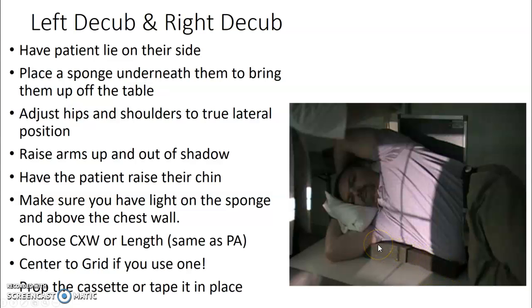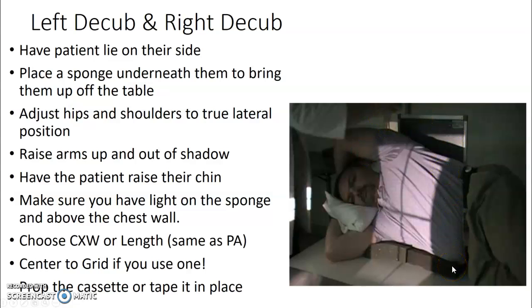I use the blue rectangle sponge that we use for stretcher chests. I put that underneath my patient. Adjust their hips and shoulders, making them lateral. You want to raise the arms up and out of the way, have the patient raise their chin. Make sure you have light on the sponge here, down here, because the chest will kind of dip into it a little bit.